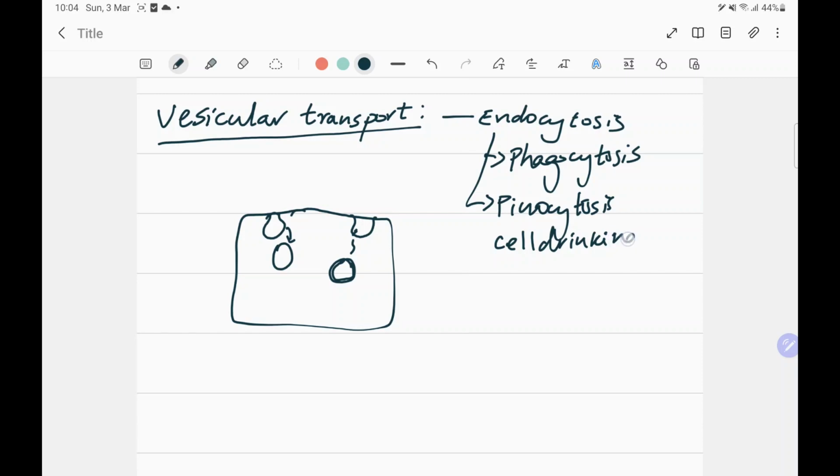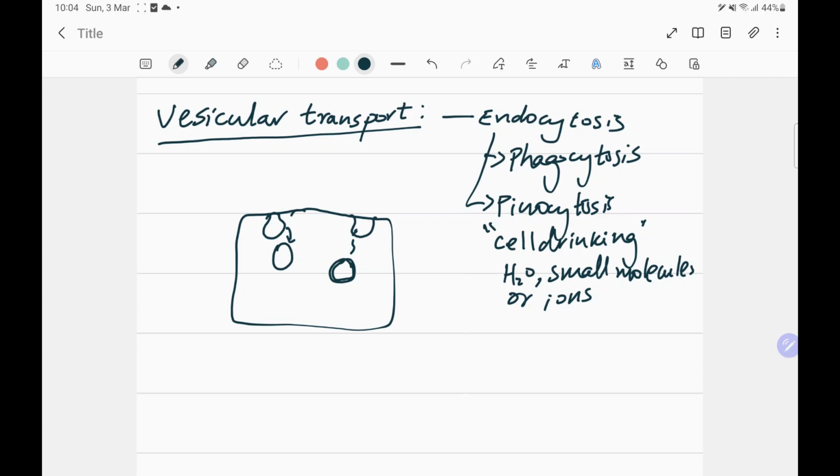It's based on the size of the molecules that they swallow. Cell drinking is more for water and some small molecules or ions. Pinocytosis is like a small version of phagocytosis, okay? And so it just absorbs stuff.